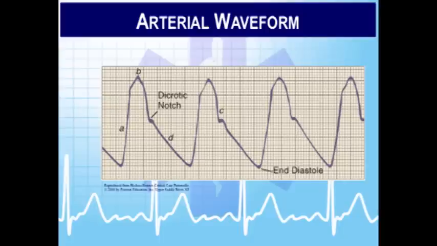The upstroke is what's listed as the A. B, the point B on that waveform on the monitor, that's what the monitor is going to determine as the systolic pressure, the highest of the pressure. The lowest point on here is going to be considered the diastolic blood pressure.